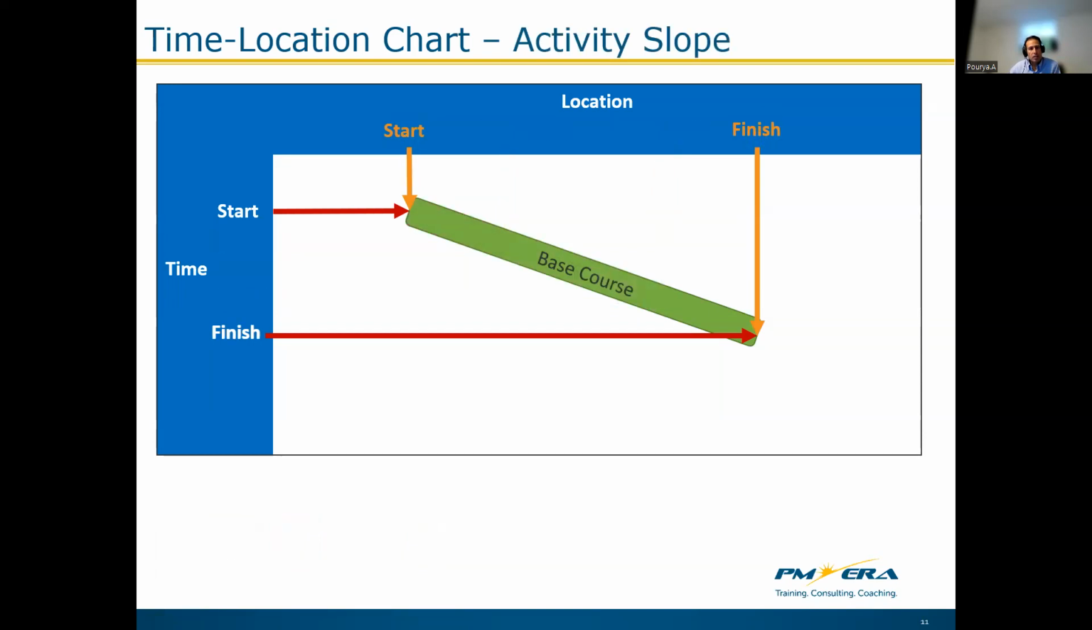As we said, in the time location charts, the difference between the start and finish times of any activity defines the duration of that activity. Therefore, for a fixed distance, the activity slope is an indication of the activity duration. If we fix this distance, a sharper slope means higher duration, and a lower slope means shorter duration.